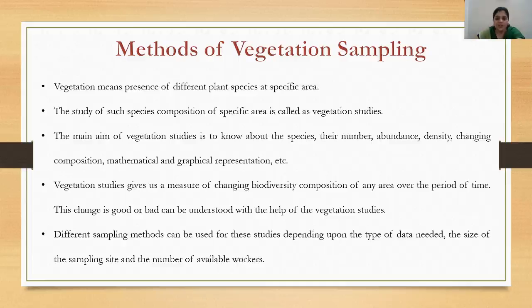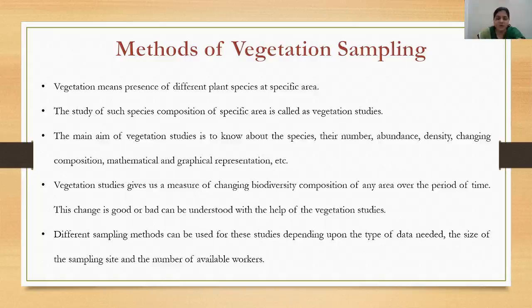So, when we study a specific area which has a specific type of vegetation, that study is called vegetation sampling. After studying the vegetation, we can tell about the number of species present in that area, what is the abundance of that species, what is the density, and what are the changing components of the specific area. This vegetation study gives us a measure of changing biodiversity composition of any area over the period of time. So whatever changes are taking place at a specific area in the pattern of vegetation can be studied with the help of vegetation sampling.